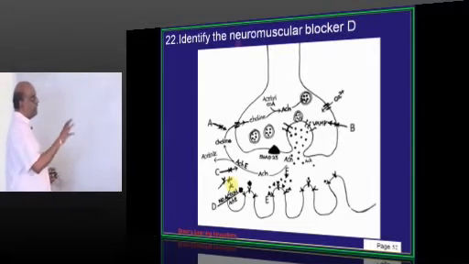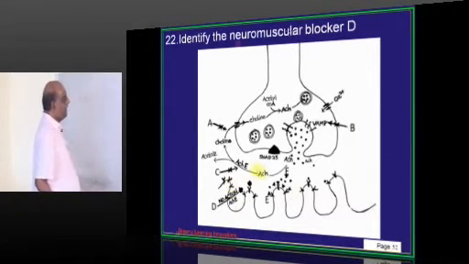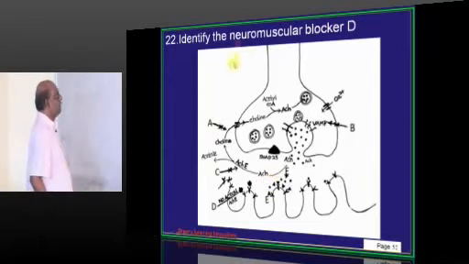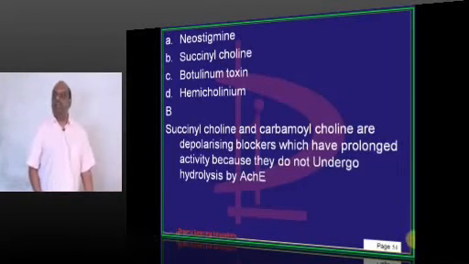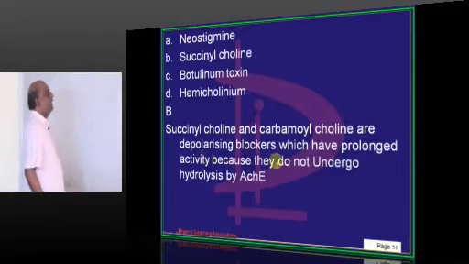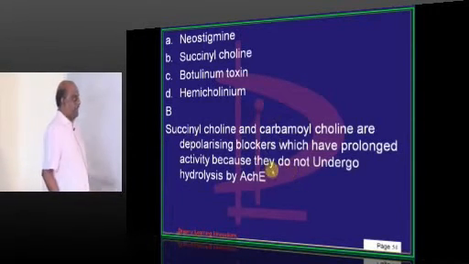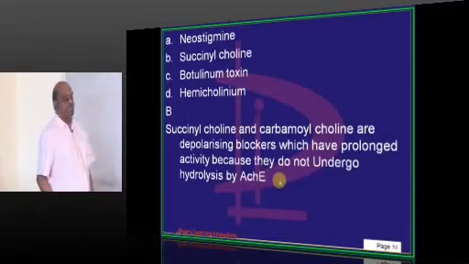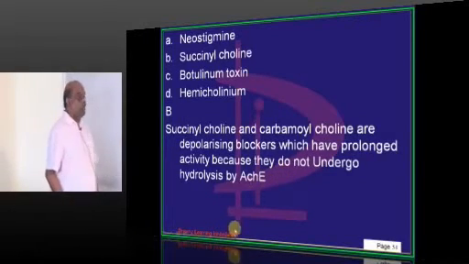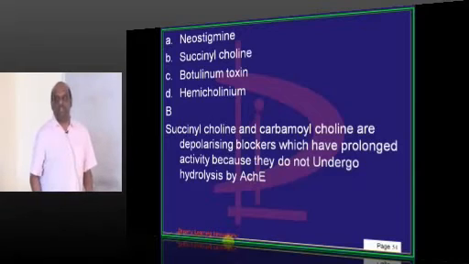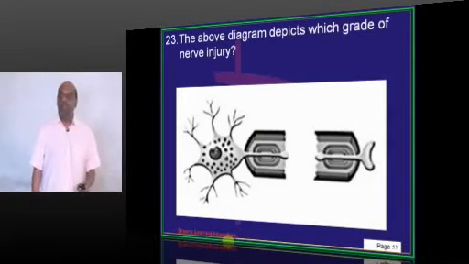Now, what is that neuromuscular blocker D? The one which is being shown as D is succinylcholine and carbamylcholine. They are the depolarizing blockers which prolong the activity, because they have a long activity, because they do not undergo any hydrolysis by acetylcholinesterase. That is what you need to remember.